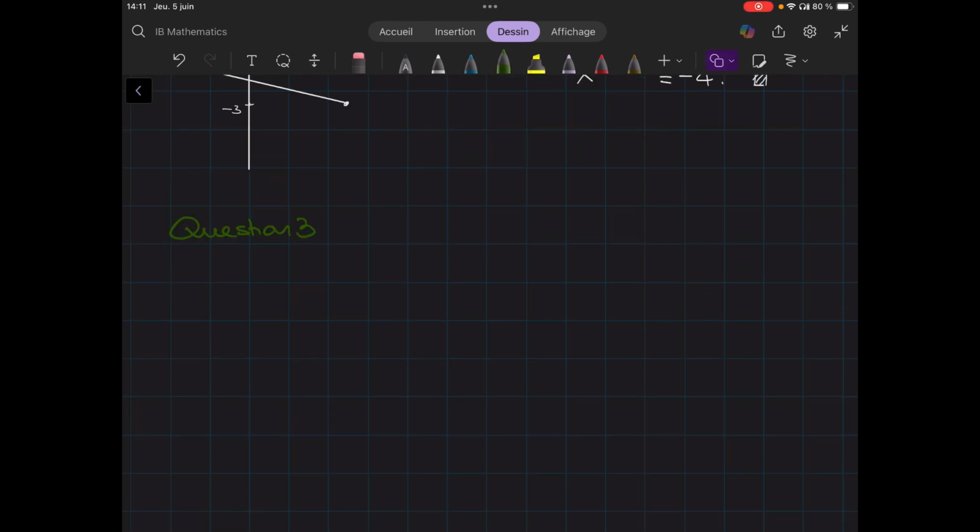Question 3. Question 3 concerns a very simple trig equation. To be fair, I'm a bit surprised that they give you this equation this early on. I was expecting maybe a bit more scaffolding, so to speak.